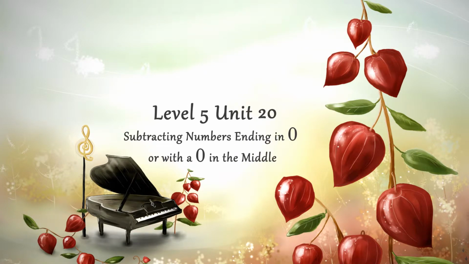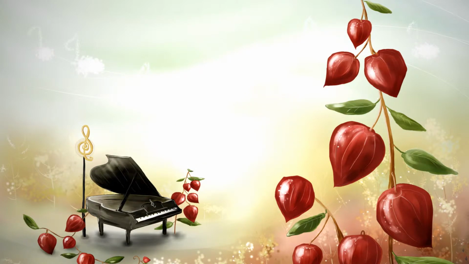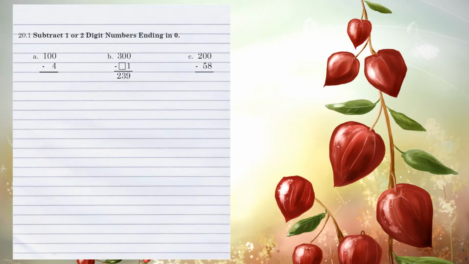Unit 20. Subtracting numbers ending in 0 or with a 0 in the middle. Unit 20.1. We're going to subtract 1 or 2-digit numbers ending in 0. Let's look at example A.